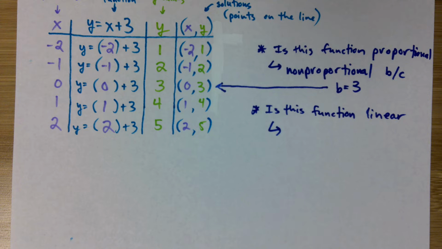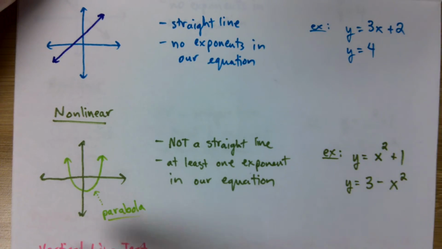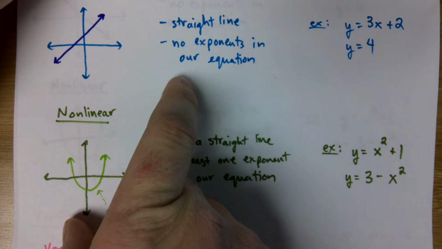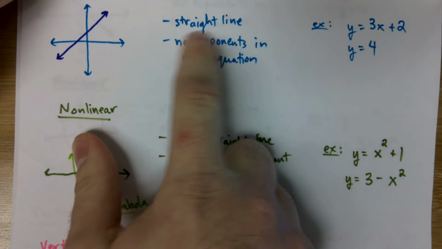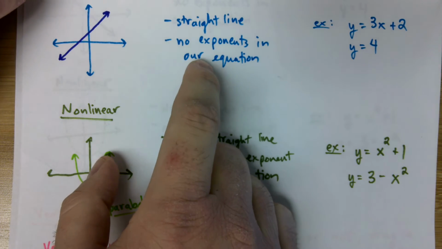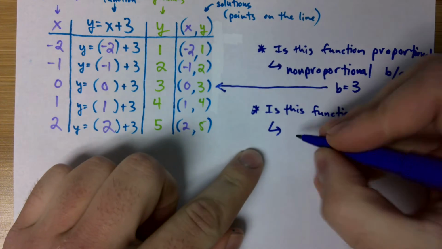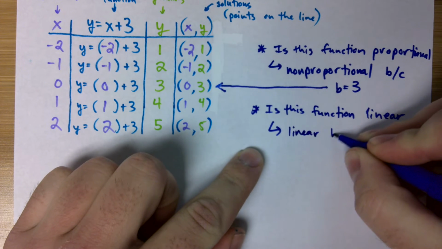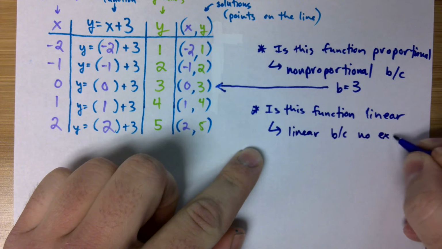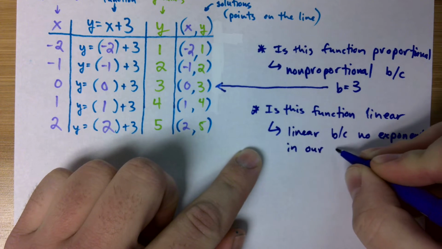Let me pull it out real quick, and we'll take another look. Here it is. So we were talking about linear versus nonlinear, right? Linear functions have no exponents in our equation. Now, if we had a graph, we would be able to see is it a straight line or not? But if we don't have a graph, we have to look for exponents in our equation. If there are none, we know that it's linear, right? Is this function linear? Yes, linear, because no exponents in our equation.